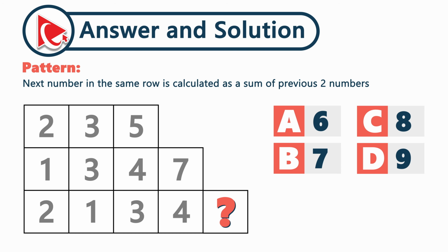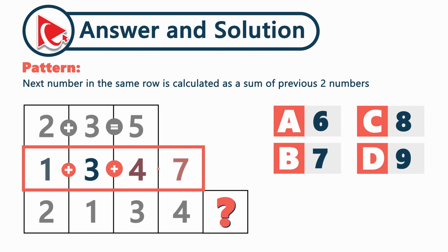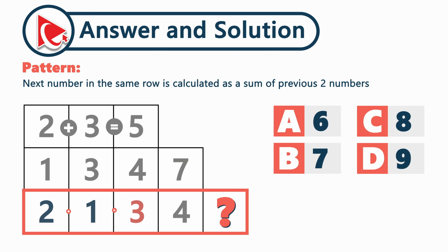Let's look at the example. We will start with the row 1. 2 plus 3 equals 5. Let's switch to the second row. 1 plus 3 equals 4. And 3 plus 4 equals 7. Let's move to the third row. 2 plus 1 equals 3. 1 plus 3 equals 4.